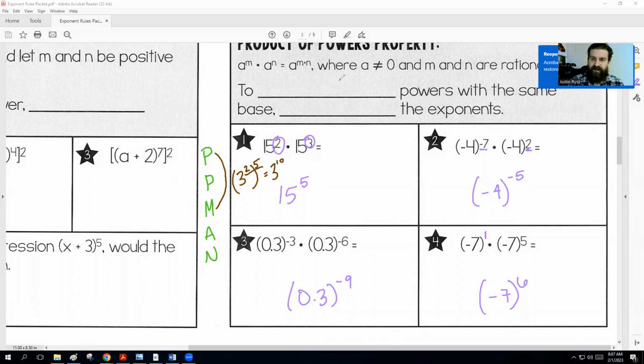Now, another part of PPMAN is the middle here. When powers are multiplied together, we add. So when we take 3 squared and we times it by 3 to the 5th, we add those exponents, 2 and 5. It makes 7. And then we'll learn eventually what this last part of PPMAN is. But we're going to start there.